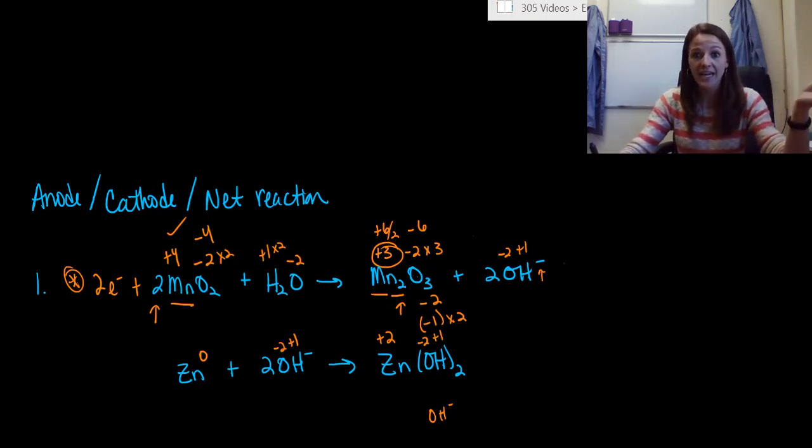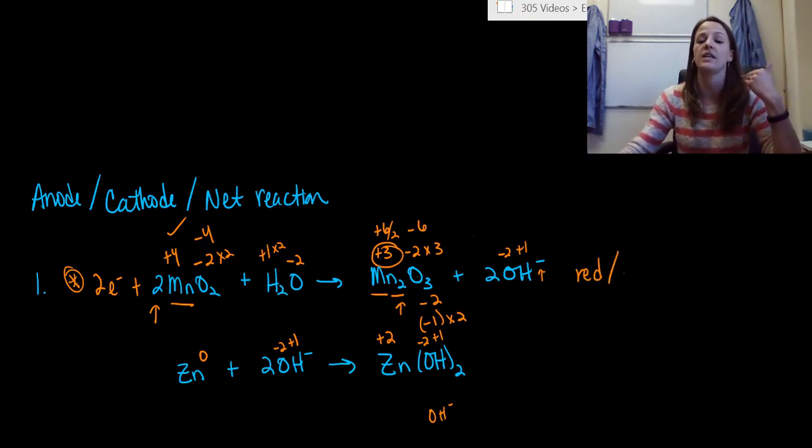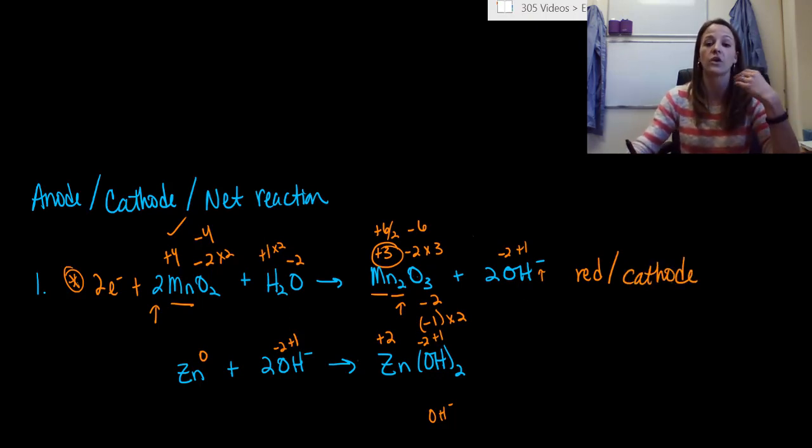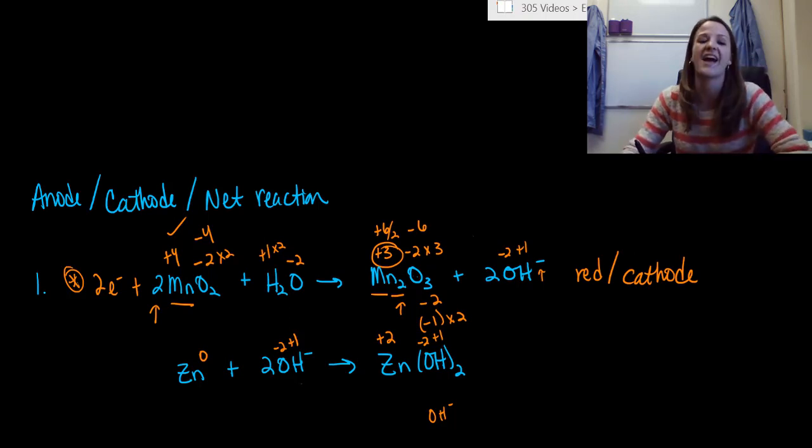They are on our reactant side, or our left side, meaning this is definitely a reduction reaction, meaning this is the reaction that in a galvanic cell definitely takes place at the cathode. Okay, so that's our first step. Now let's go to our second half reaction.